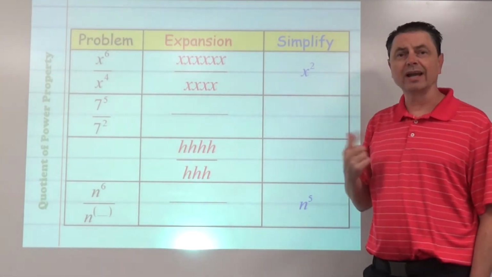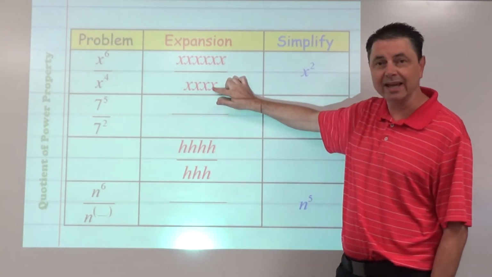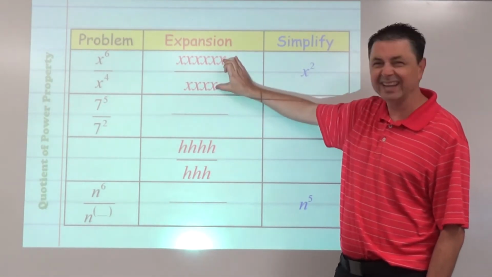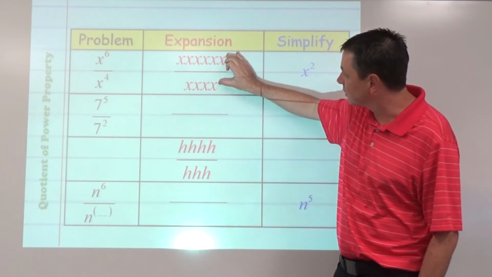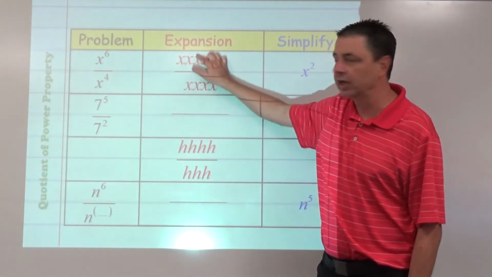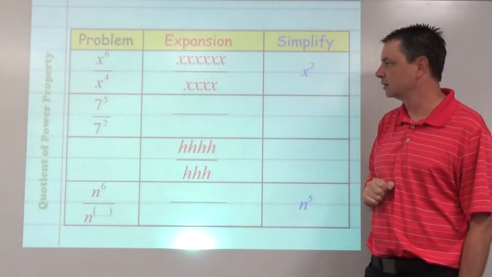And essentially our x's are going to cancel here because x divided by x, anything divided by itself, 7 divided by 7 is 1. We're going to get a bunch of 1's that cancel out. So cancel, cancel, cancel, cancel. We're left on top with 2 x's being multiplied, and that's x squared.